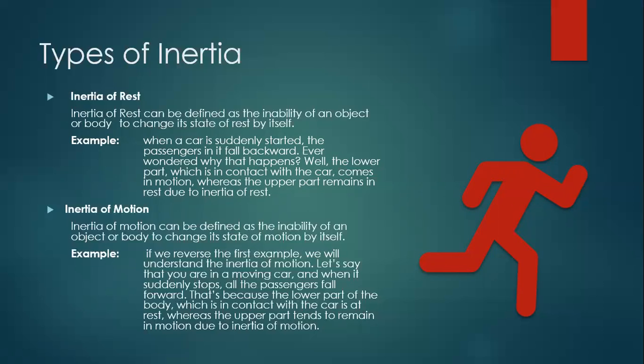There is another type of inertia, the inertia of direction: the body can't change direction on its own when moving in uniform motion. So these are the different types of inertia. Now we take a common example.